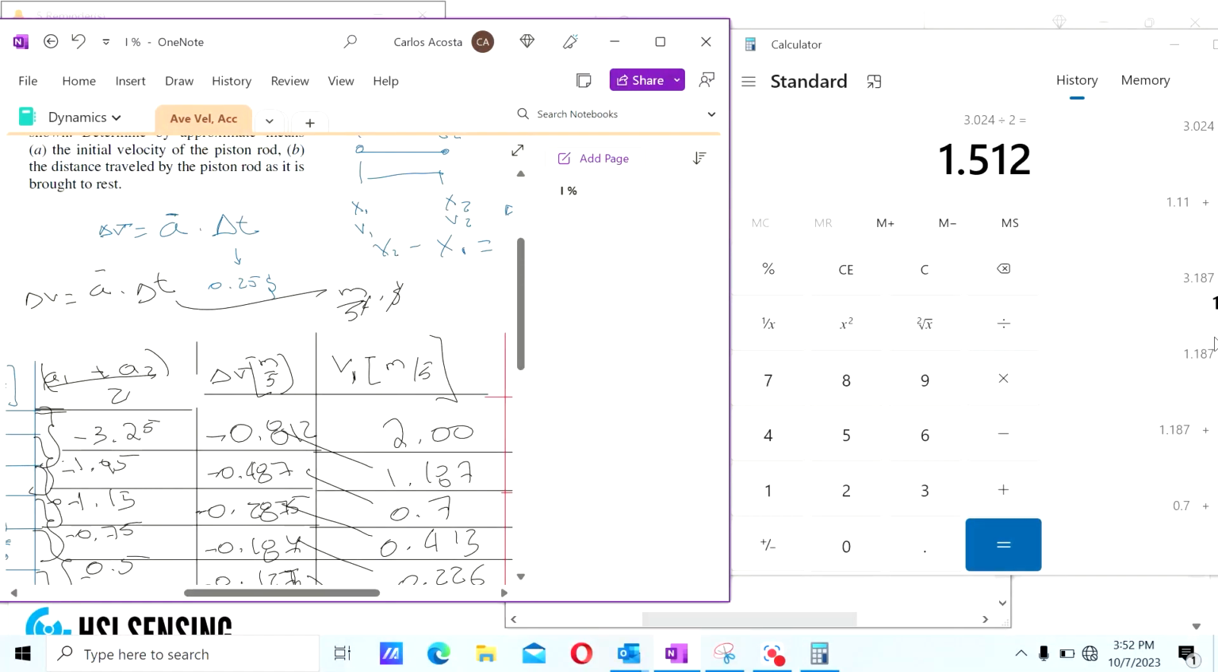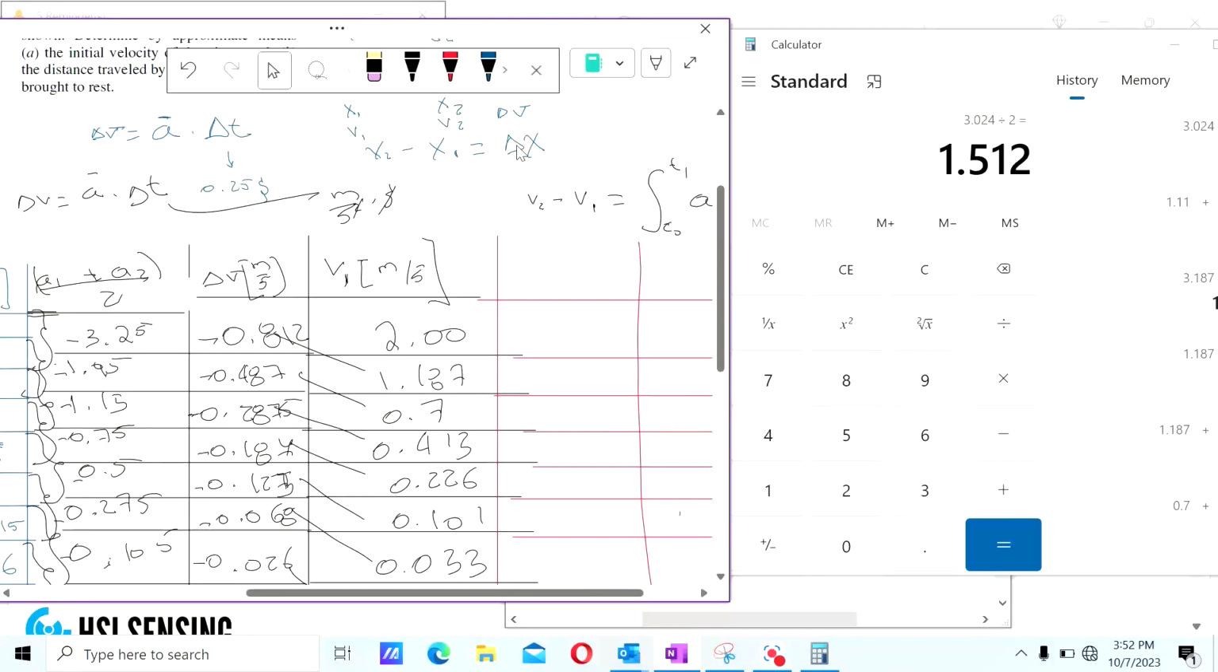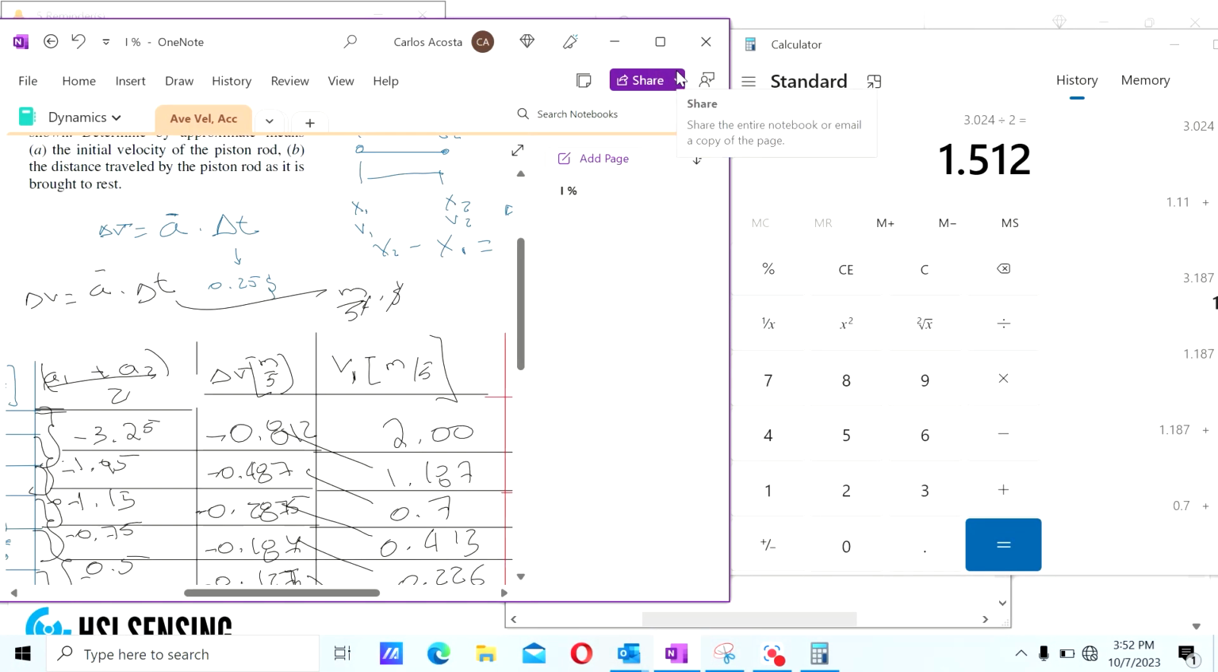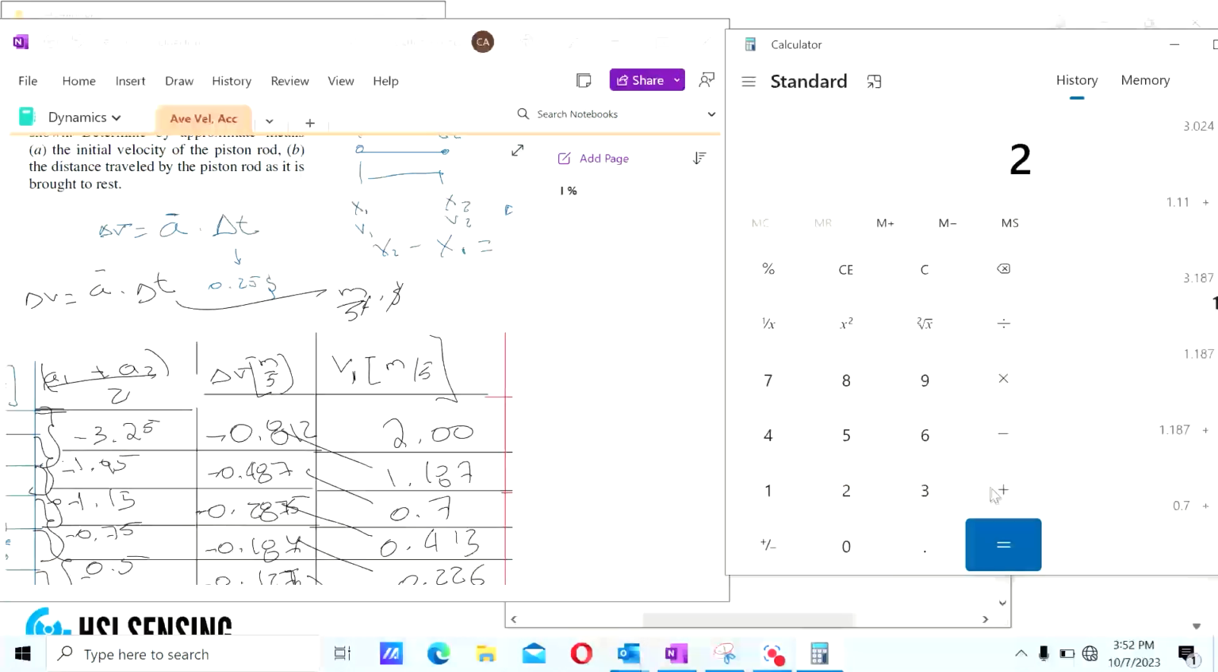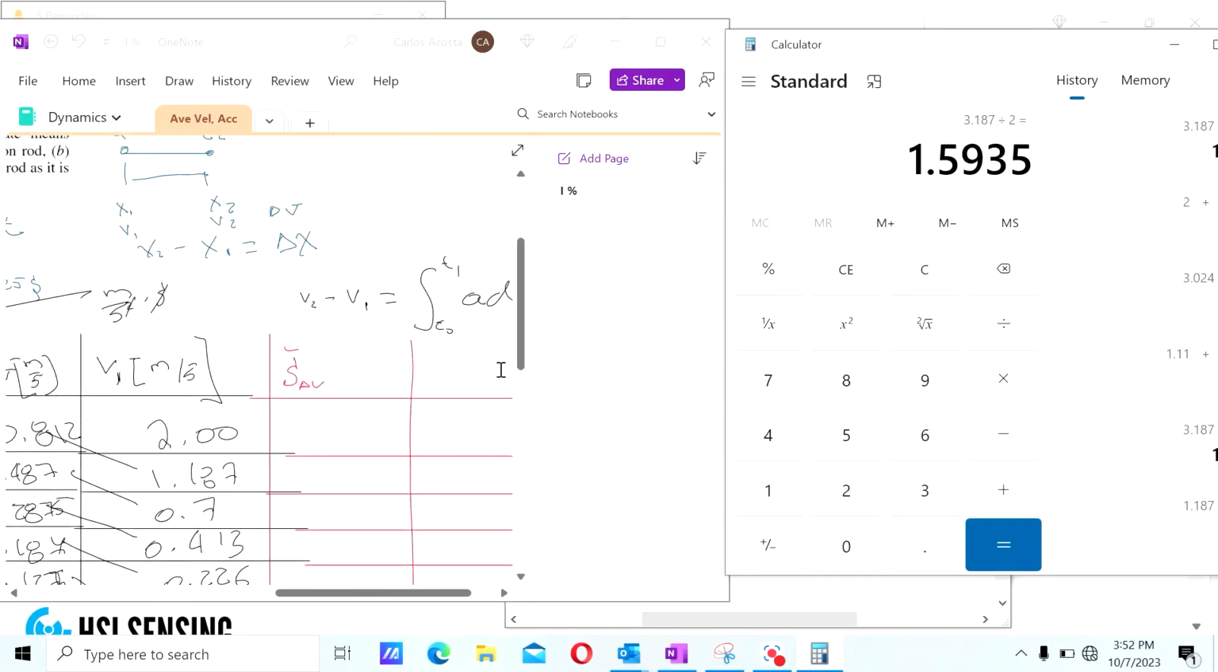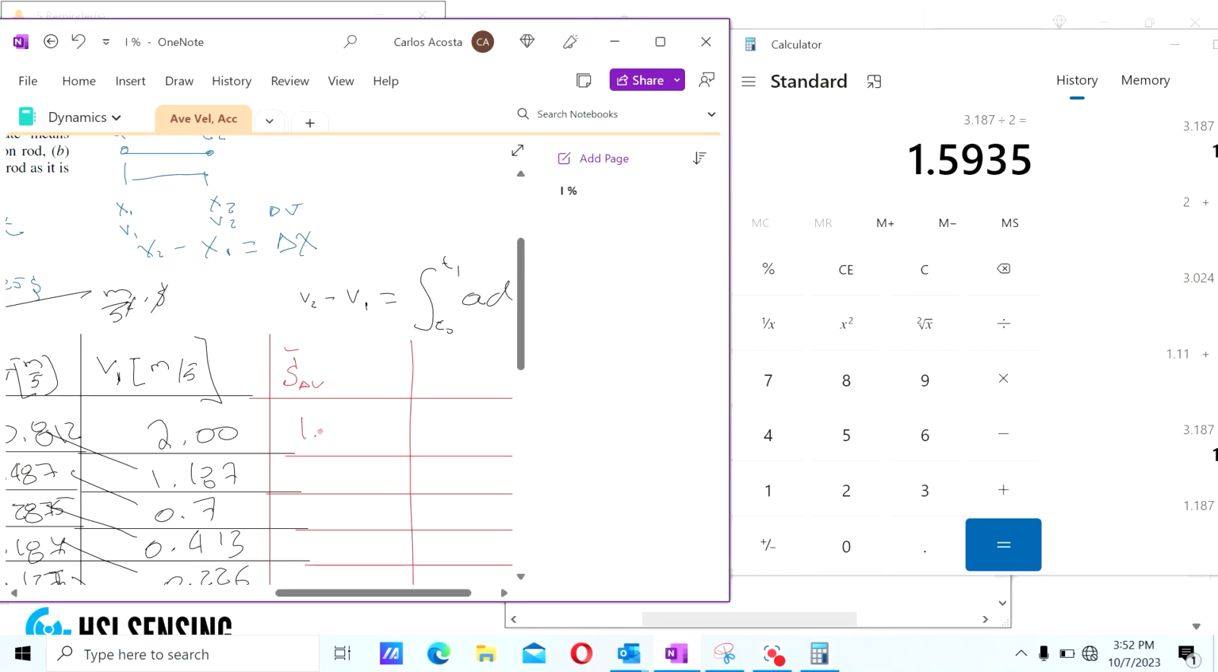All right, for this part is basically the same. We're going to try and create the average. So the average, or S bar, whichever method you like better. It's going to be 2 plus, let's use this guy, 2 plus 1.187, and that's going to be divided by 2. All right, so 1.593.